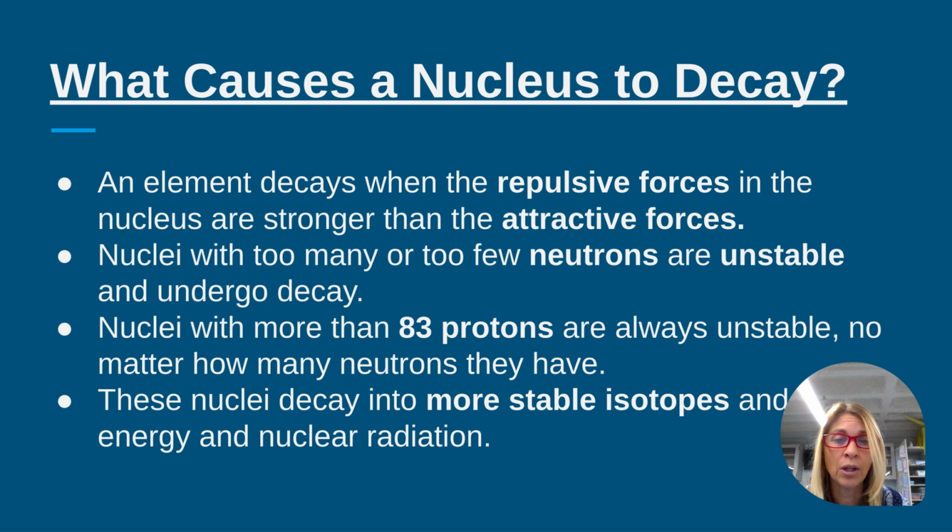Really large nuclei are going to have a larger imbalance between their protons and neutrons. So nuclei with more than 83 protons will always be radioactive. They will be unstable, no matter how many neutrons. These nuclei will decay into more stable isotopes and emit energy and nuclear radiation as they decay.